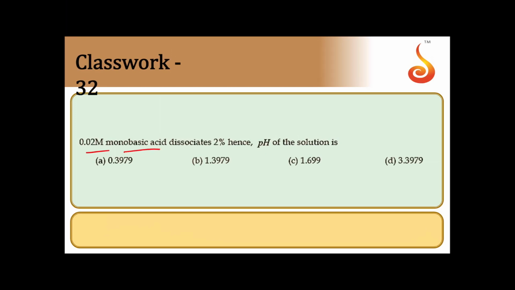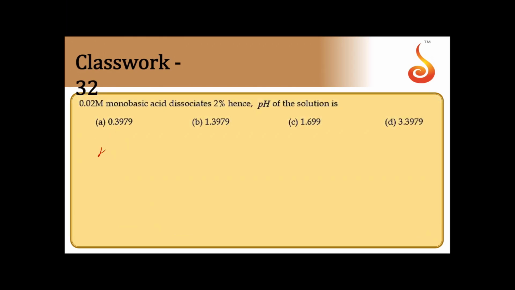0.02 molar monobasic acid dissociates 2%. Hence the pH of the solution is... the dissociation value is given, and we have the concentration also. So it is a monobasic acid, and for a monobasic acid, the H plus ion concentration is given by C into alpha, which is equal to 0.02 into 2 by 100. This comes to be 4 into 10 to the power of minus 4. This is the concentration of H plus.